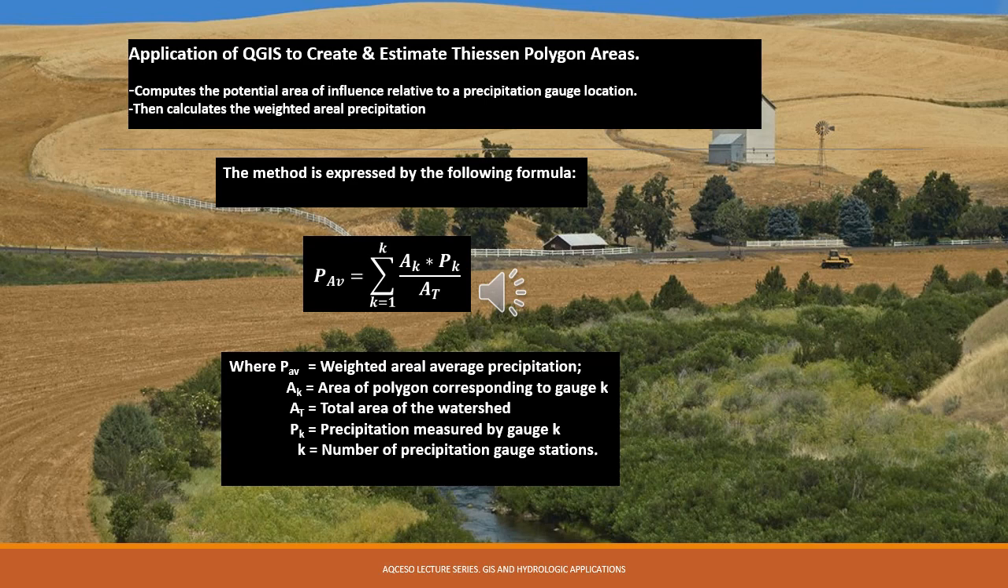So in that equation, P-bar is the weighted area average precipitation. A sub K is the area of the polygon corresponding to gauge K. A sub T is the total area of the watershed. P sub K is the precipitation measured at gauge K, and K, of course, is the number of precipitation gauge stations.